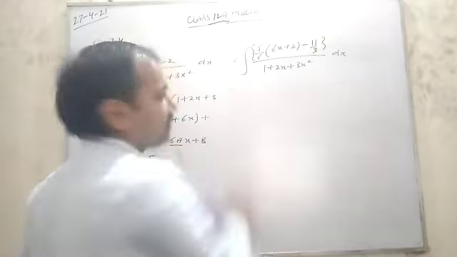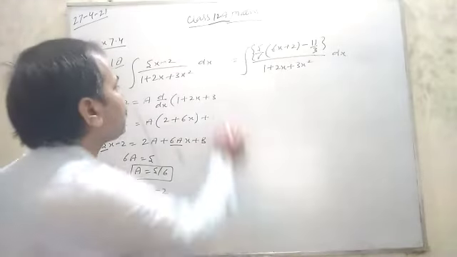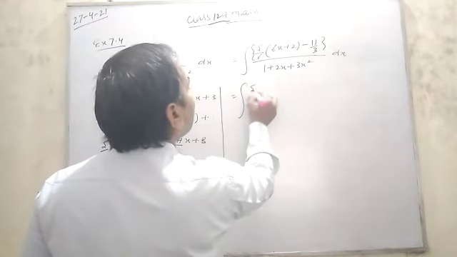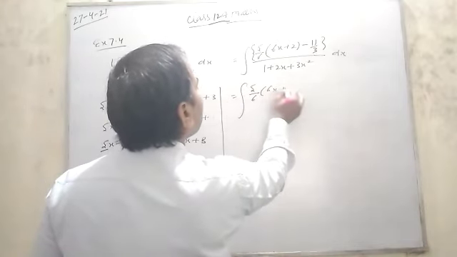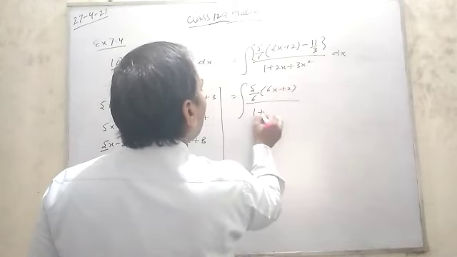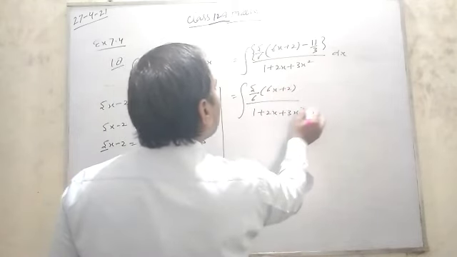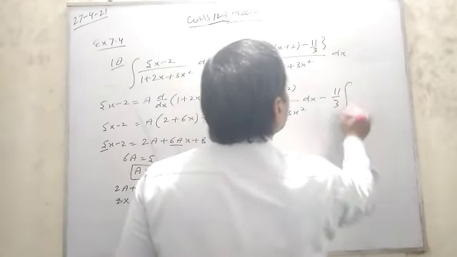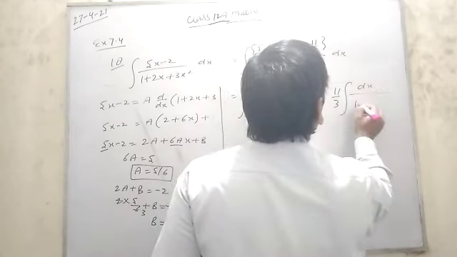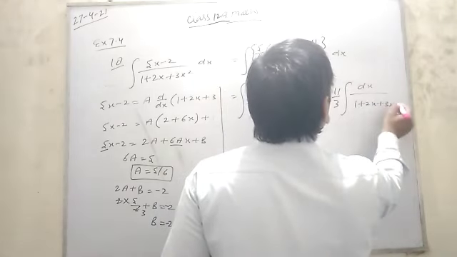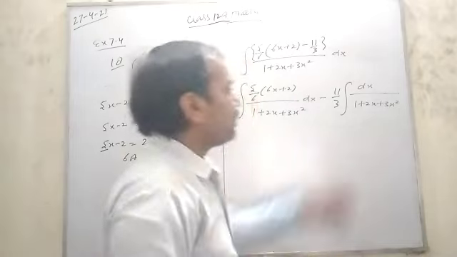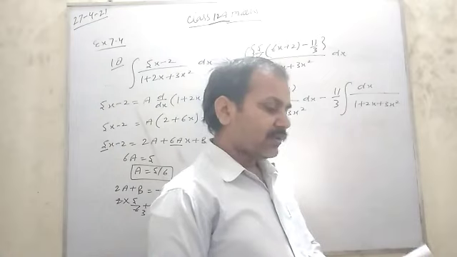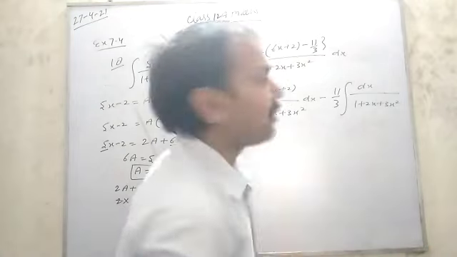Then after this, divide separately. So 5 by 6 times 6x plus 2 upon 1 plus 2x plus 3x square dx, minus 11 by 3 times the constant, dx upon 1 plus 2x plus 3x square. So now this part becomes like questions number 10 to 15 that you have to do.